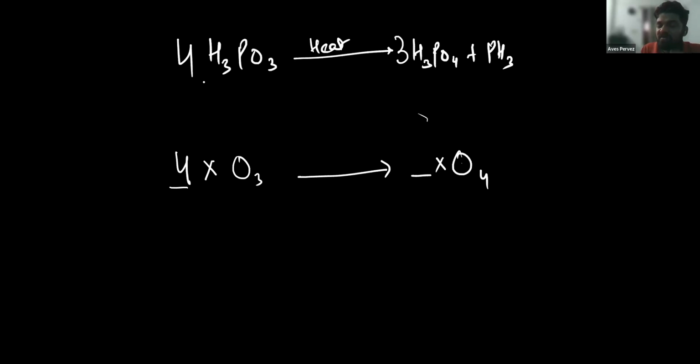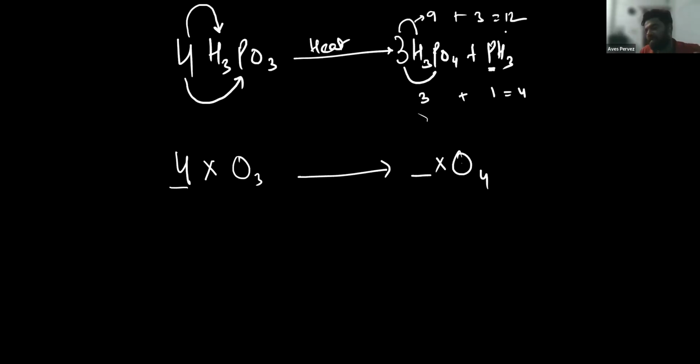Now check whether the phosphorus is balanced or not. We have balanced the oxygen. Now check how many phosphorus atoms there are. 4, so this 4 multiplies with this phosphorus also. And here, 3 and 1. 3 plus 1 gives you 4. 4 phosphorus on both sides. And how many hydrogen atoms are there? 4 threes are 12. And here, 9 and 3. This 3 gives you 12. So this reaction is balanced.